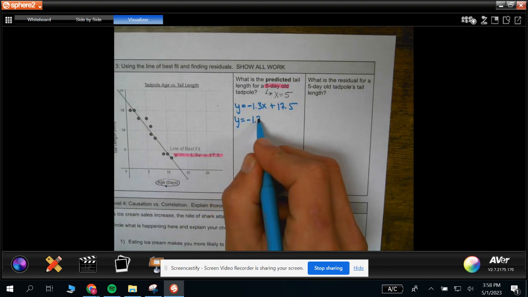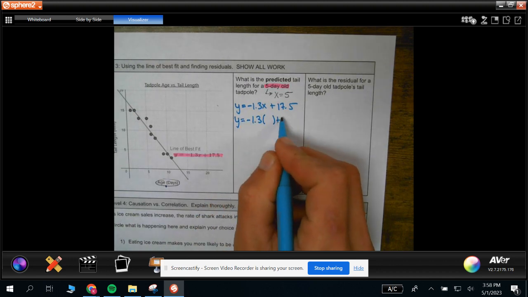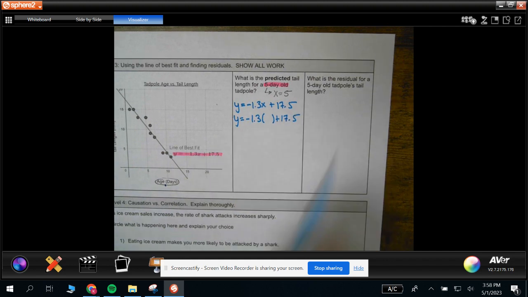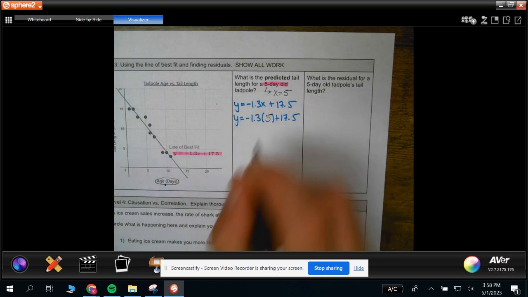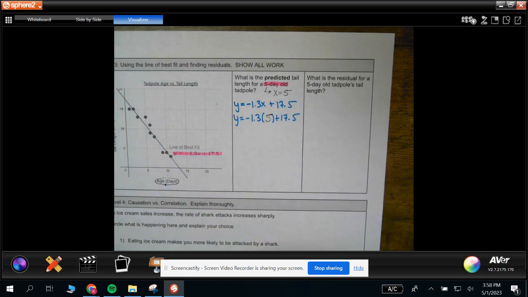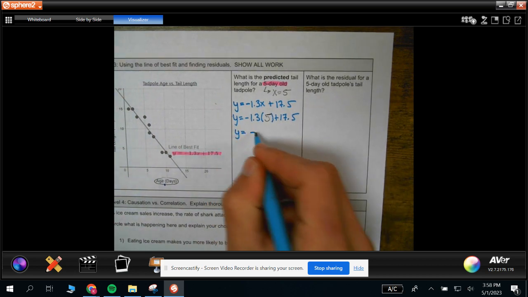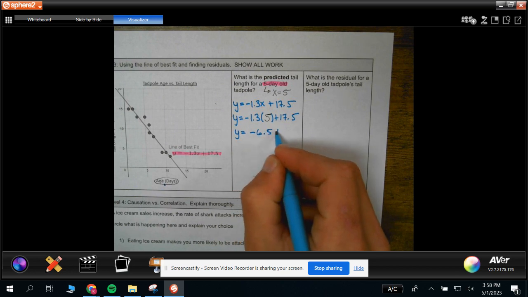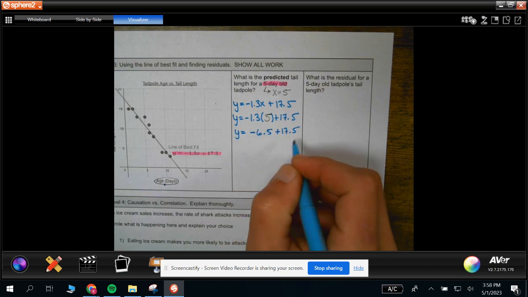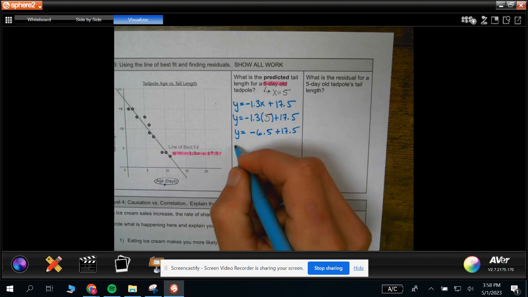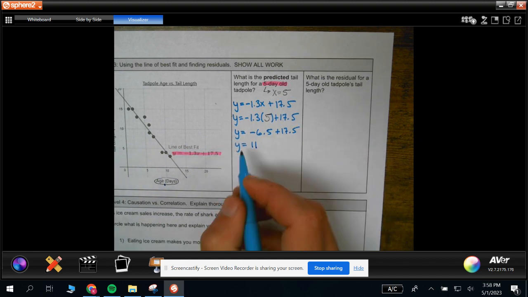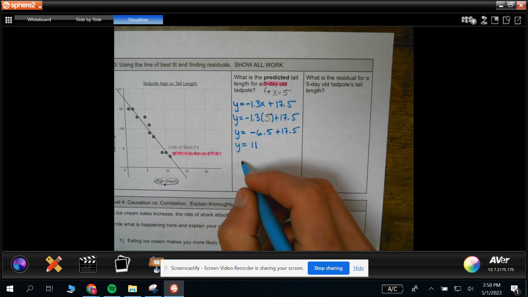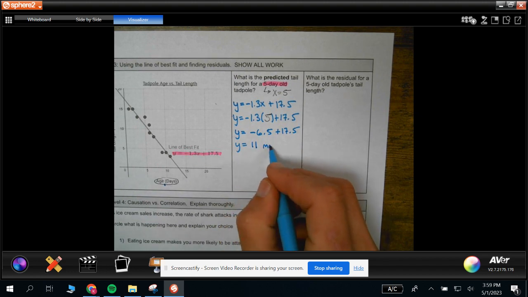So negative 1.3 plus 17.5. What value am I going to put in for x? 5. What does this equal? So y equals negative 6.5 plus 17.5. And that's going to equal 11. So we would predict the tail length to be 11 millimeters.